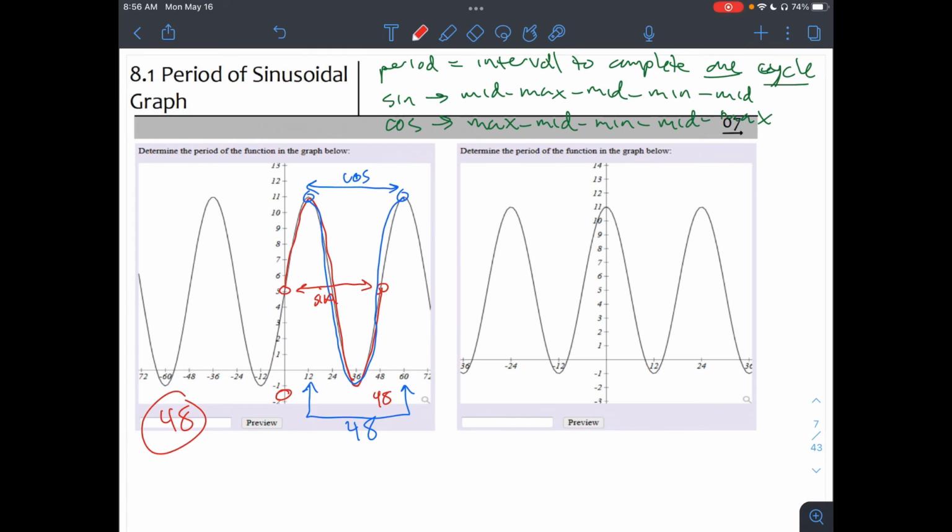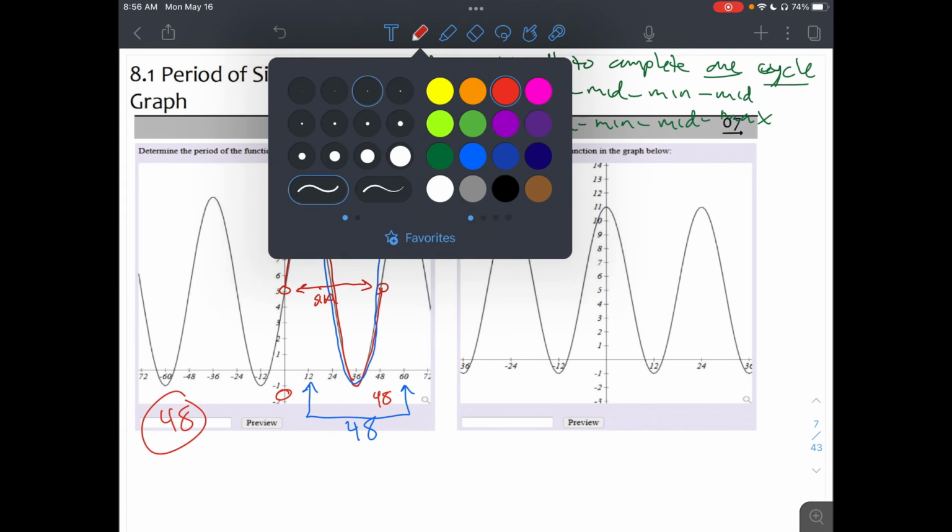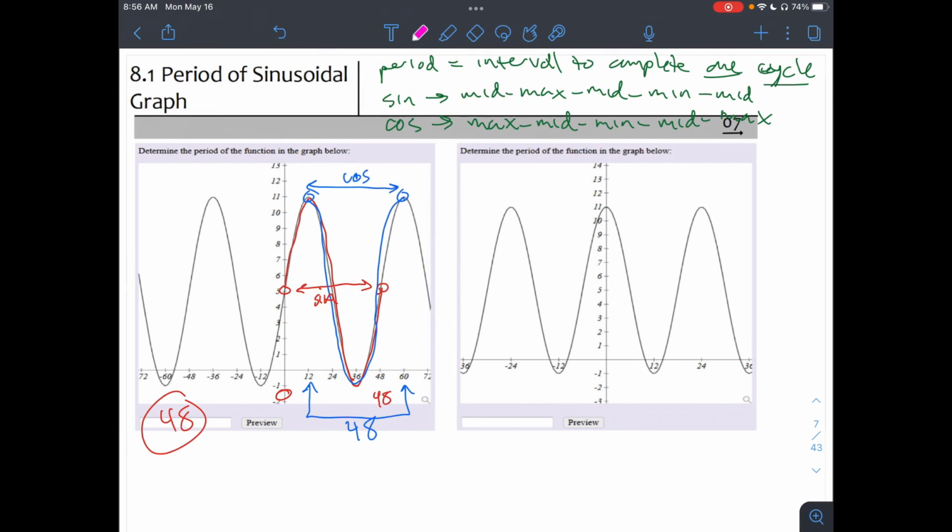Okay, so here in this next example, for the first one, either one really works just fine. Here you can't really tell where the midline is. Your midline is halfway between your max and min, so it's hard to tell what this x coordinate is right here. But you can tell here is a maximum going to another maximum. So I'm going to use the cosine for this, and I go from 0 all the way to 24, and so that would be my period based on the graph that I have.